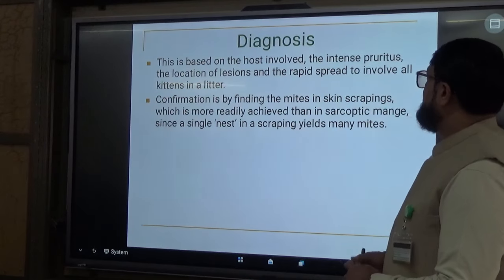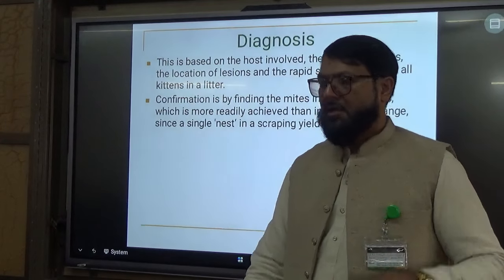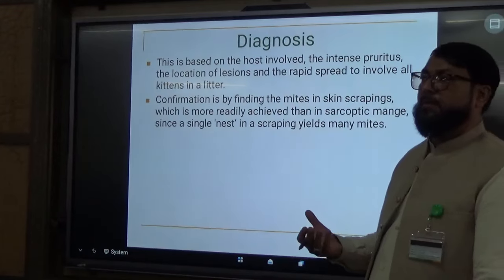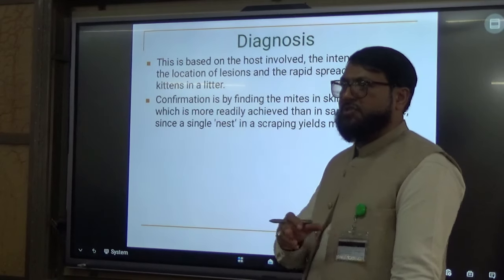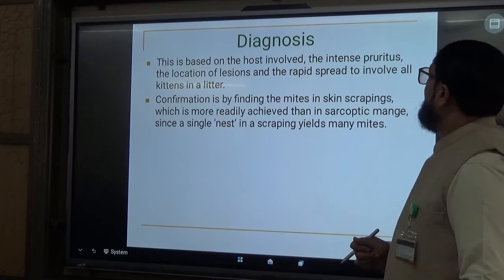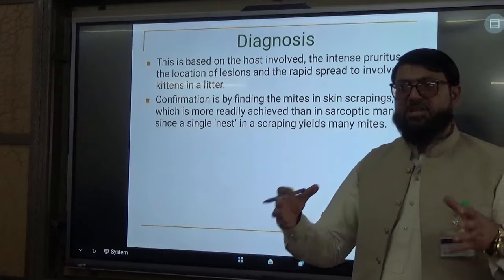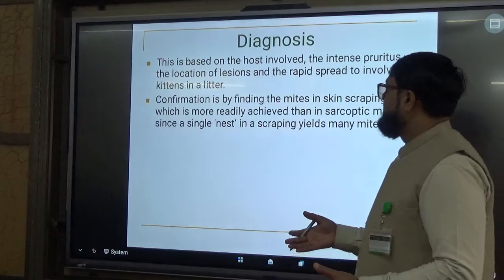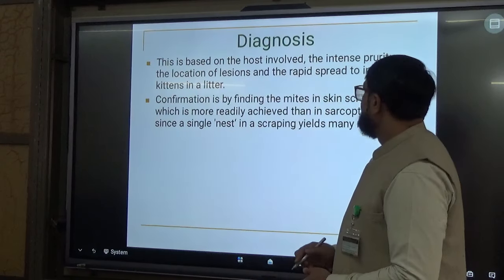How is this to be diagnosed? Definitely the host itself. First impression, if the cat is coming to you, the mites that come into your mind must be the Notoedres species. But you should not be confirmatory about that. You should go for skin scraping and examine for the morphological features as you have studied. The intense pruritus, the complaint, is also one indicator. And then rapid spread to involve all kittens in a litter because of their magnitude, because of their more volume of mites on the skin. There are chances that more and more kittens in a litter could be getting infection.